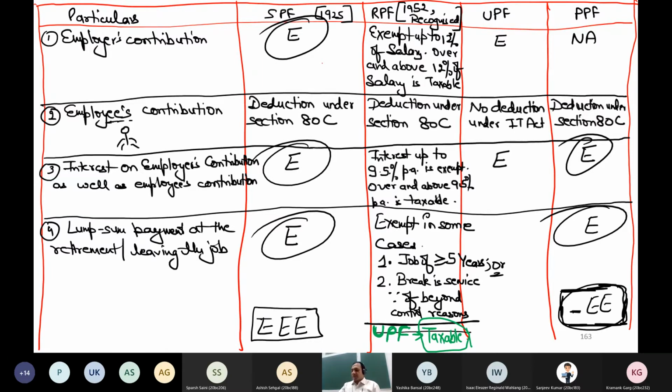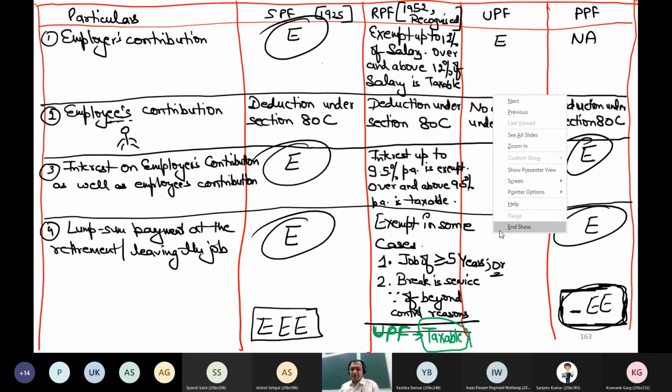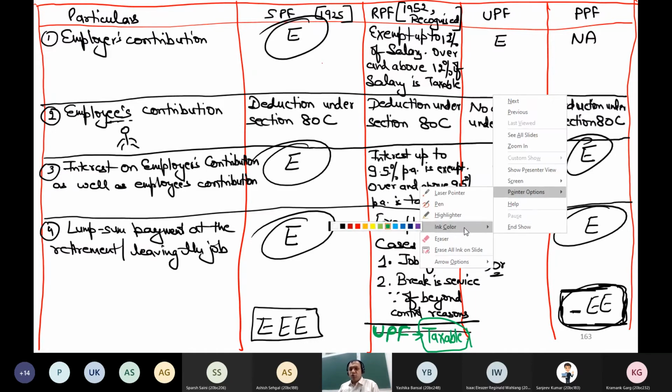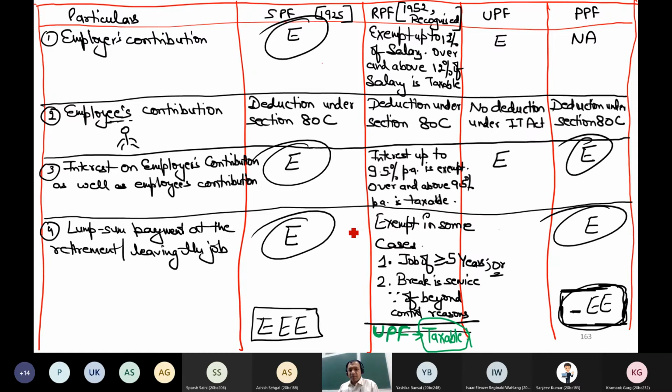And in UPF, what happens? Last point. In UPF, now when you retire, what are you receiving? Employer contribution, I'm writing the short form, employer contribution plus interest on employer contribution. These two are taxable as income under the head salaries. Employer contribution in UPF plus interest on employer contribution. This is salary.